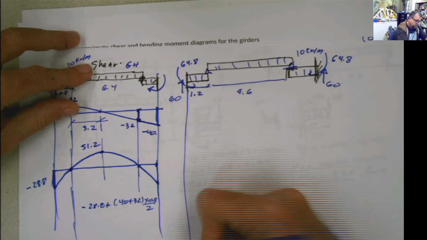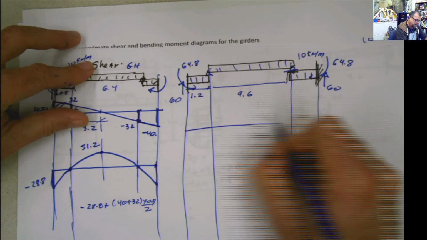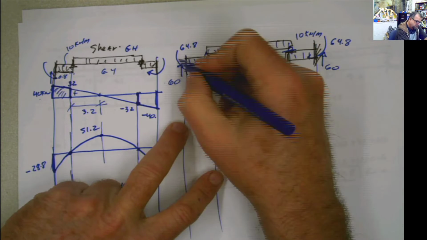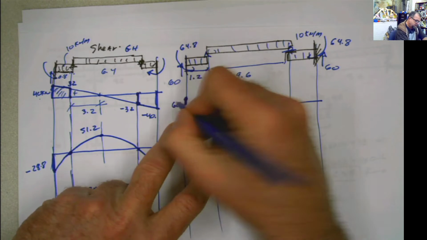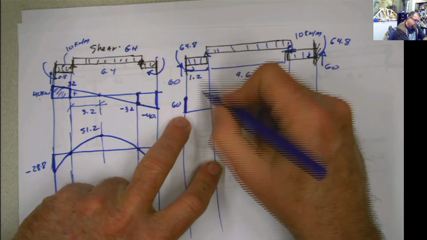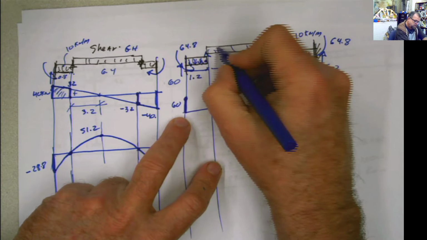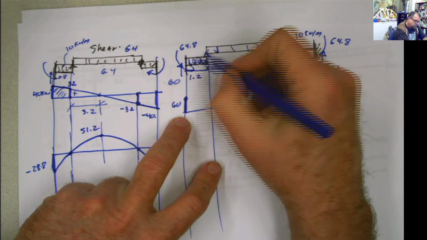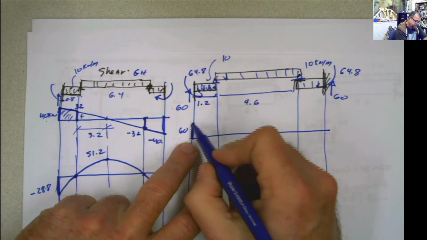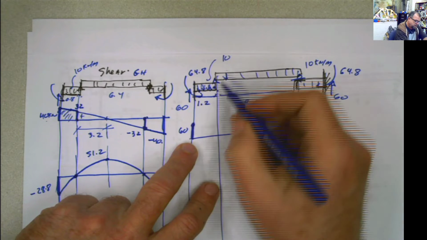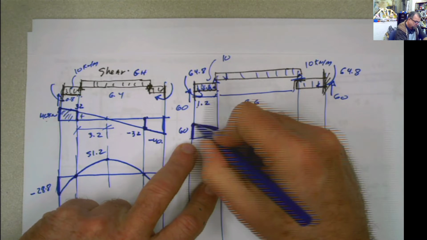Let's do the shear diagram for the other girder. Come here, find 60, go to 60, up, 60. Now at this point you have 60, this is a negative load, pushing it down. And what is the value of the load? This is 10, and this distance is 1.2. So it's going to be 10 times 1.2 is 12. It's going to bring this to 48.